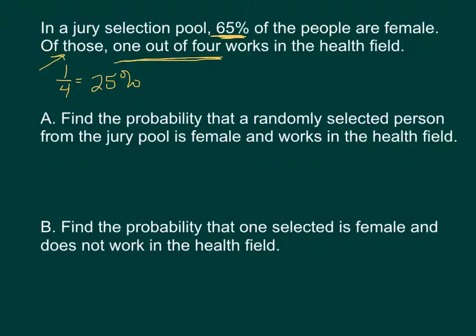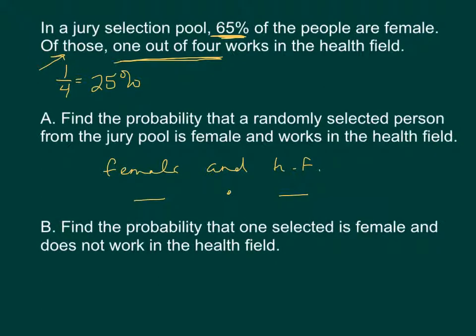So that's our problem. We have a couple probabilities here. Find the probability that a randomly selected person from that jury pool is female and, there's our "and" probability, works in the health field. Okay, so we know how to do "and" probabilities. We need to get the probability of each event and we multiply them together.